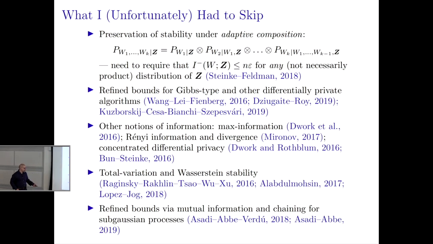So these authors used ideas related to chaining, where you take your hypothesis space and the algorithm output, and you quantize it at different scales in such a way that the codebooks are nested in a certain way. And then you use sub-Gaussianity and a chaining argument to obtain more refined bounds on the mutual information.